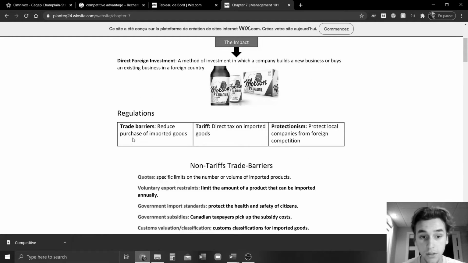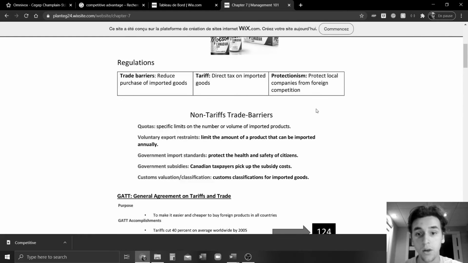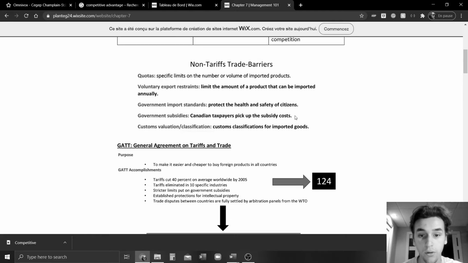Next, for the regulations, there are trade barriers, tariffs, and protectionism. Trade barriers reduce purchase of imported goods. Tariffs put a tax on certain goods when they are imported. As for protectionism, it is when you're protecting local companies from foreign competition. Non-tariff trade barriers include quotas, voluntary export restraint, government import standards, government subsidies, and customs valuation slash classification. They are all non-tariff trade barriers, used in order to maybe apply some protectionism for your local businesses.